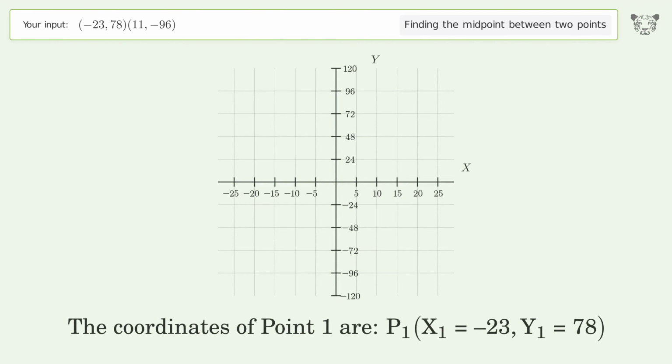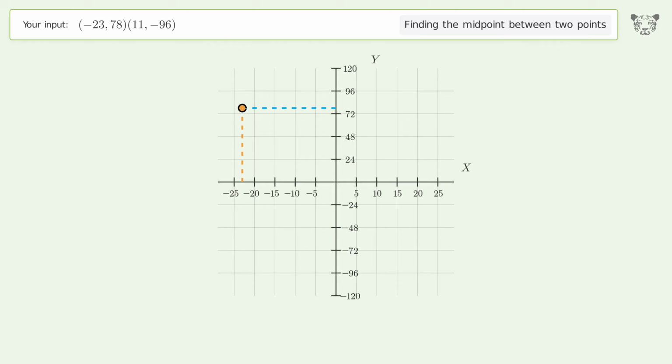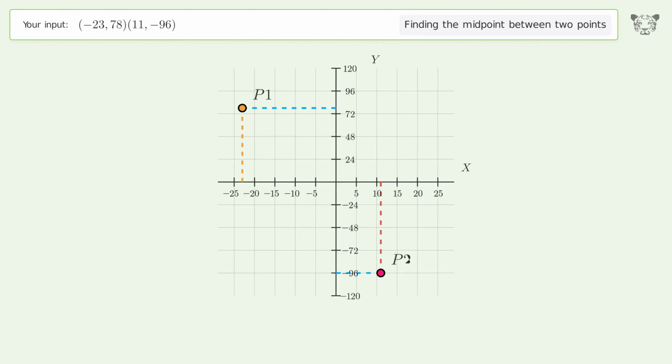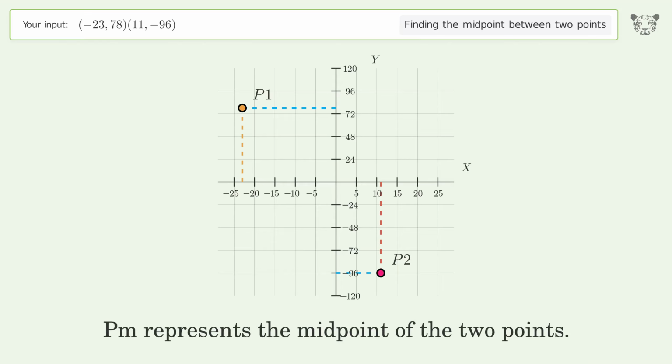The coordinates of point 1 are x1 equals -23, y1 equals 78. The coordinates of point 2 are x2 equals 11, y2 equals -96. PM represents the midpoint of the 2 points.